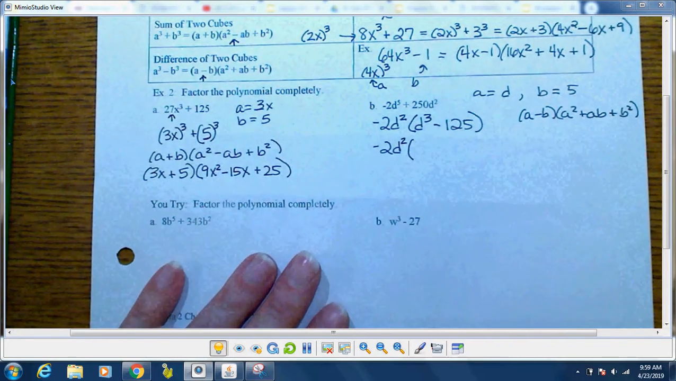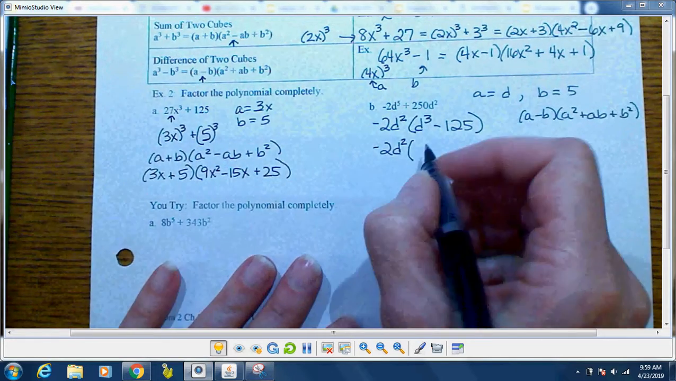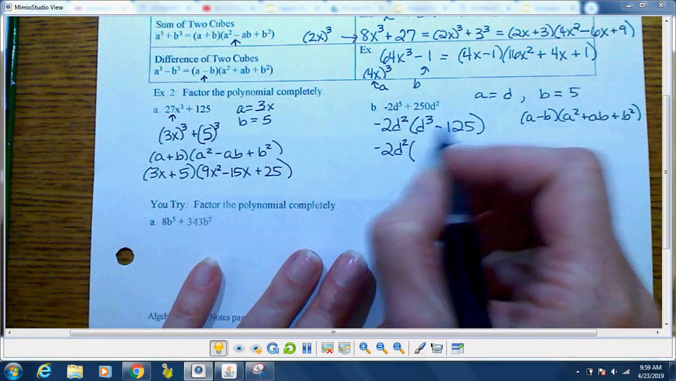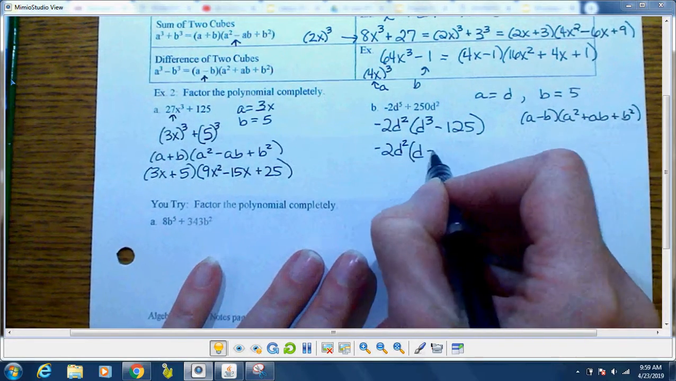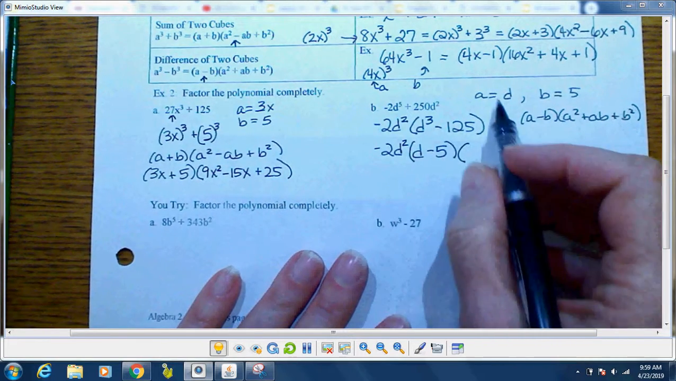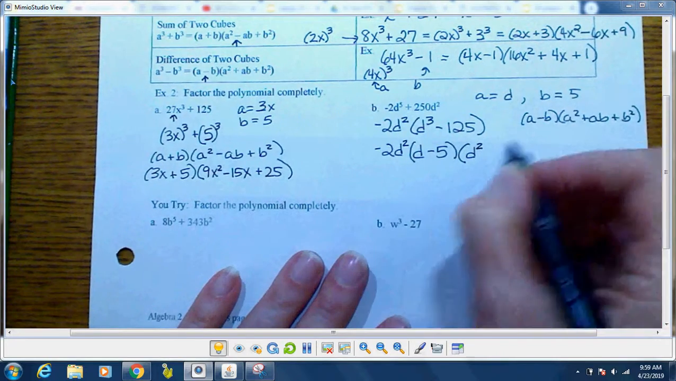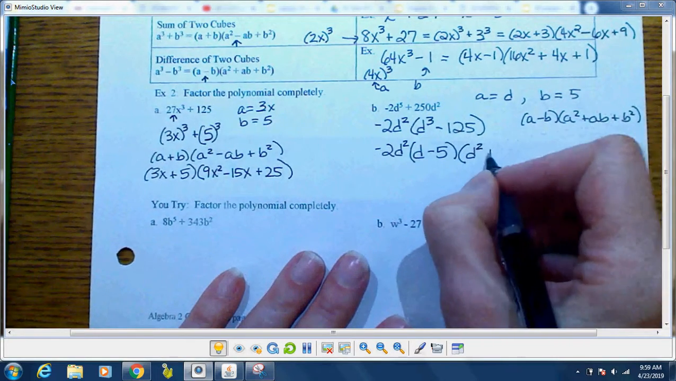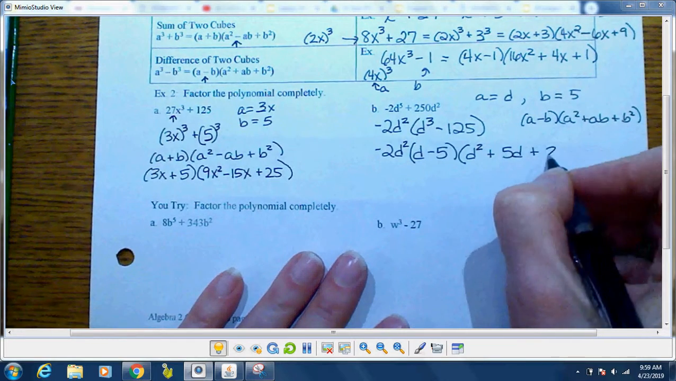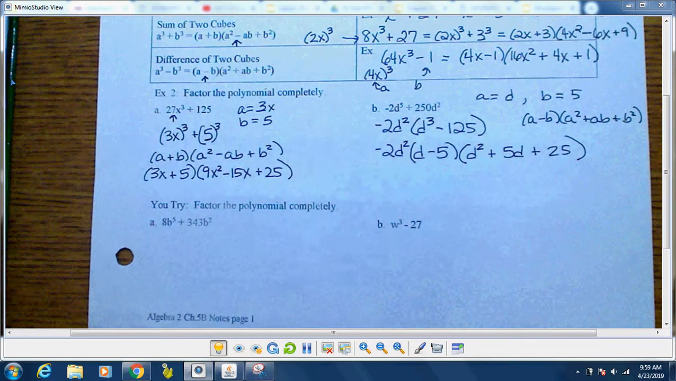So I have that negative 2d squared out front. And now I'm just going to plug in a is d, so d minus 5. And then everything is being added. So now I square my a value, was d. I multiply the two together. And then I square my b value. It's 25. And we're all set.